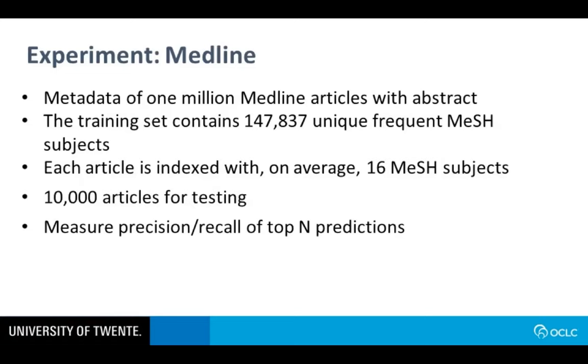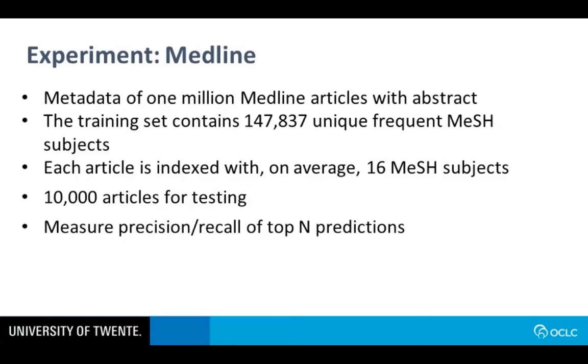And we tried to predict the MeSH subjects for Medline articles. We have a training set which consists of 1 million Medline articles. In this training set, we have about 150,000 unique MeSH subjects. Each article is indexed with, on average, 16 MeSH subjects. So the task here is to select, on average, 16 MeSH subjects from these 150,000 candidates, which is not really easy for a computer. We tested on 10,000 new articles from Medline to predict the subjects.